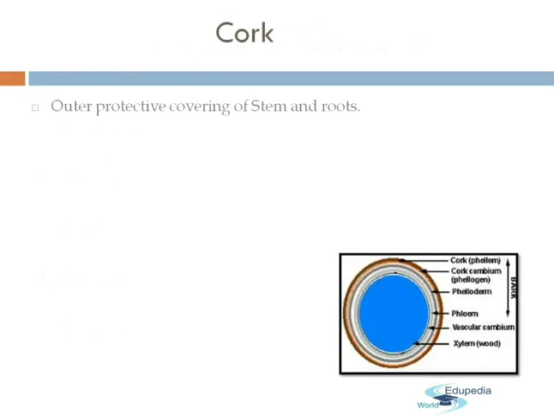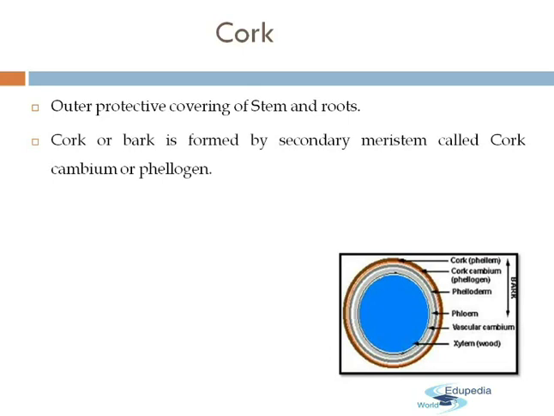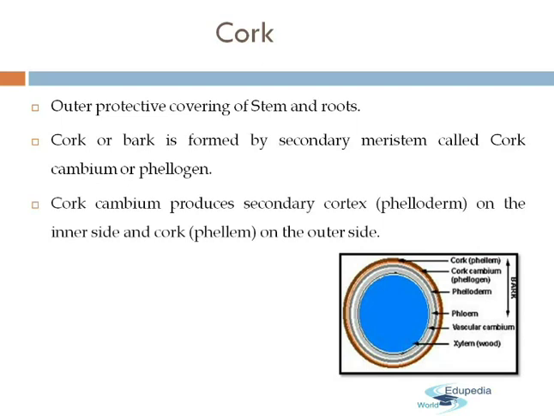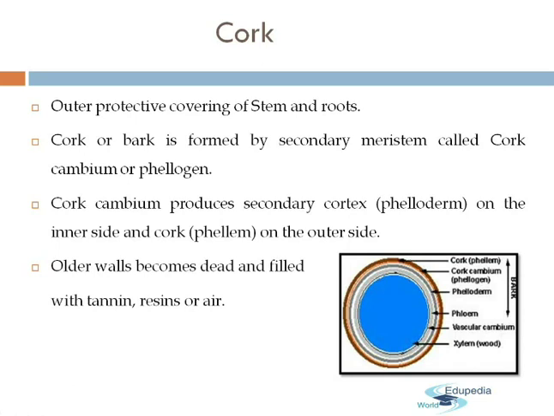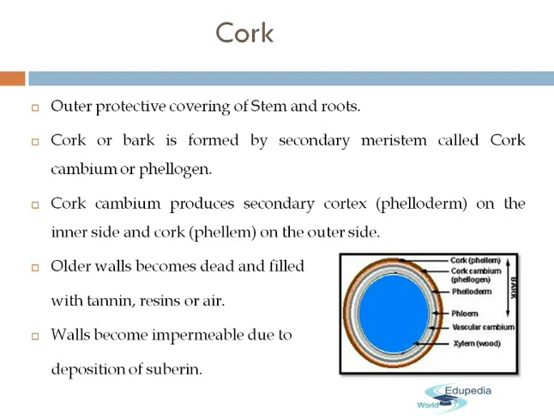The next type of protective tissue is the cork. Now, the cork is important because it is the outer protective covering of the stem and the roots. This cork or bark is formed by the secondary meristem and it is known as the cork cambium. Now, cambium is a type of meristematic tissue which helps in growth. This cambium is also known as the phellogen. Now, this cork cambium produces a secondary cortex or the phelloderm on the inner side and the phellum on the outer side. The outer walls become dead and filled with tannin, resin or air. The walls become impermeable due to the deposition of suberin, so it helps in protecting the inner delicate parts of the plant.